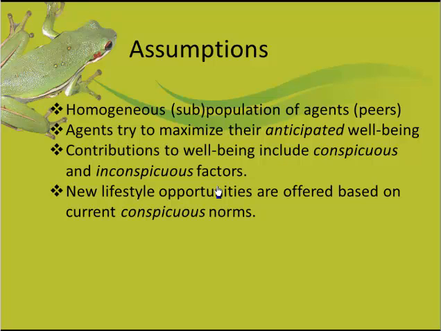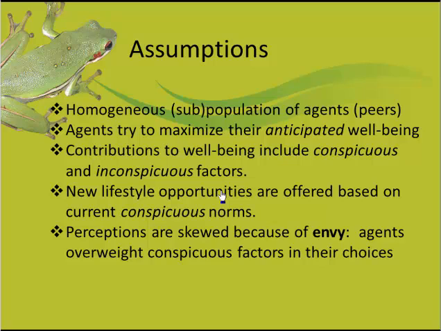Now, we suppose that new lifestyle opportunities are offered to agents based on current conspicuous norms. You know that job offers reflect people's current salary level. Things that are sold in the market are targeted at people's various income or lifestyle levels. But these targetings in the marketplace are based on the obvious or conspicuous aspects of people's lifestyle and not so much on the inconspicuous aspects.